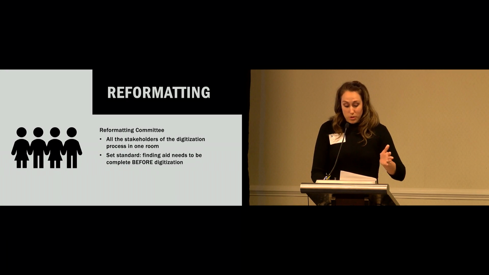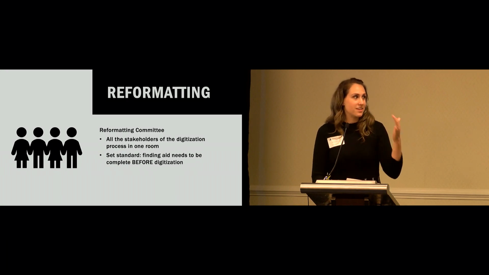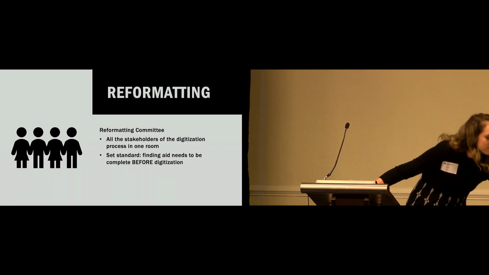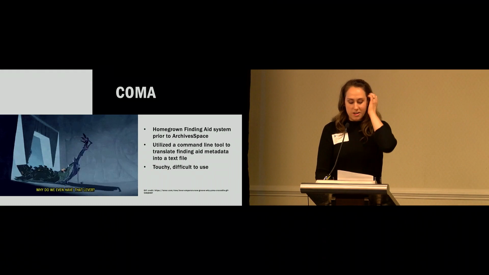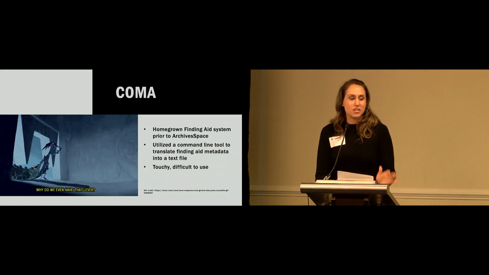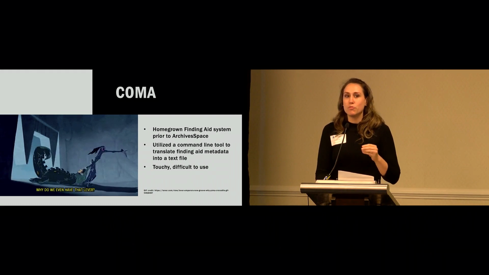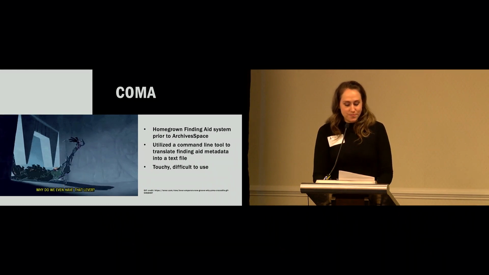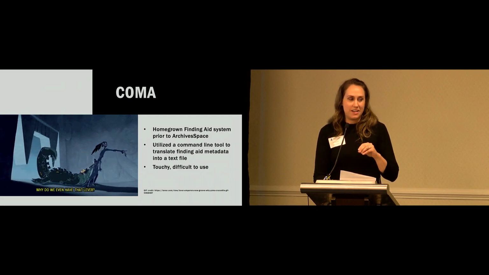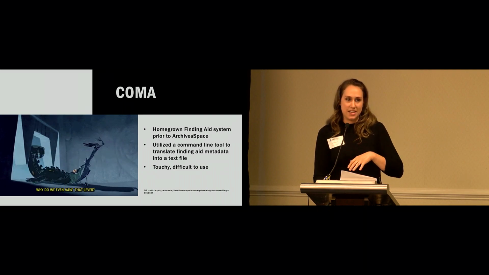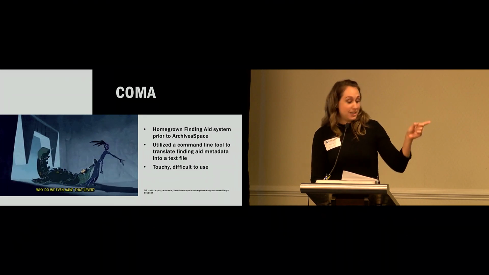So that was a really welcome change, and it paved the way that we needed a system to get this metadata and make things consistent and quick. So we started with Coma, and that was our ContentDM metadata application, and we used that with a homegrown finding aid system before we had ArchivesSpace. So this was a lab-built command line tool that translated the metadata from our finding aids into a text file. So it was great, but it didn't do all the things we wanted to, and it was really touchy.